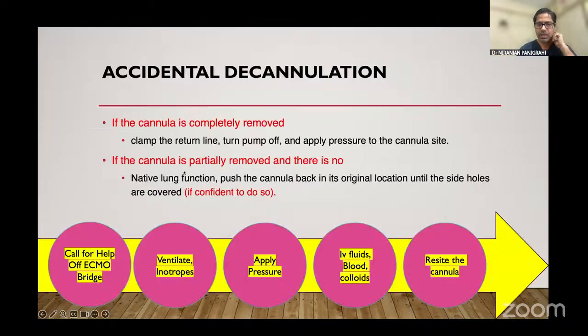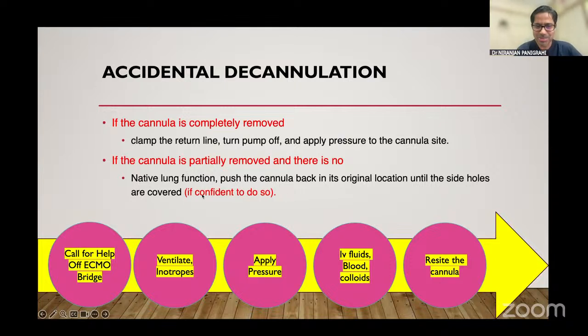Then comes, again, now what needs to be done? Suppose it happened unfortunately, then what do you need to do? If the cannula is completely removed, there is no other way. Switch off the pump, apply pressure at least on the return side of the patient or the cannula. Or suppose it is at the access site, obviously we have to stop and see the air. Now, the question comes, if we see the cannula is partly removed, then what? Should we push it in or should we not?